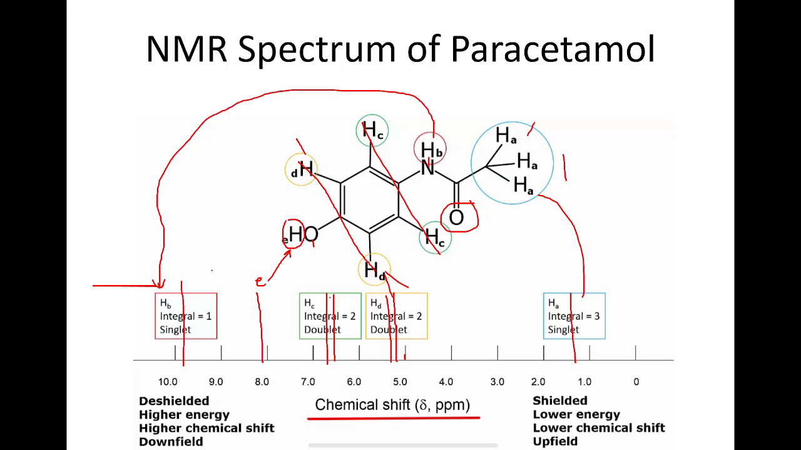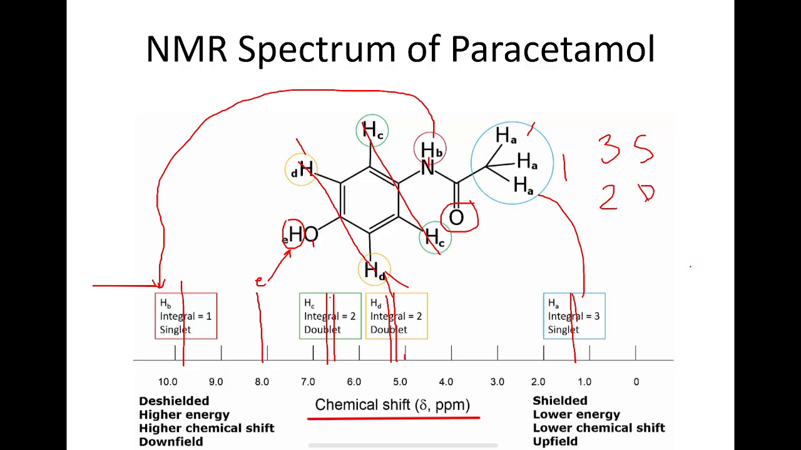For paracetamol, we get 5 signals. 1 signal, 2 signals, 3 signals, 4 signals, 5 signals. Then the next question I asked was, how many signals do we get? 5. And the next question, for 1 mark, was: what are the splitting patterns? All you have to say is 3 singlets and 2 doublets.